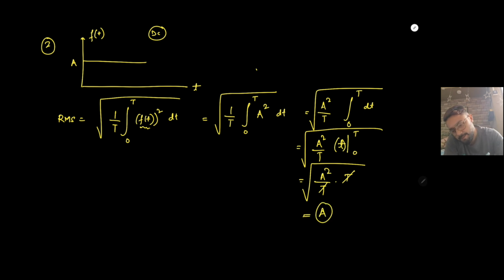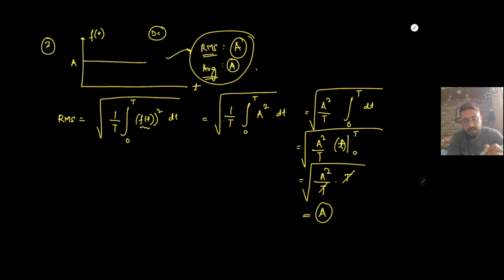Fine. So the RMS value of a constant or a DC value is the value of the DC itself. See, also the average value is also the same. Means for a DC, the average and RMS value is same. So let's consider another signal.